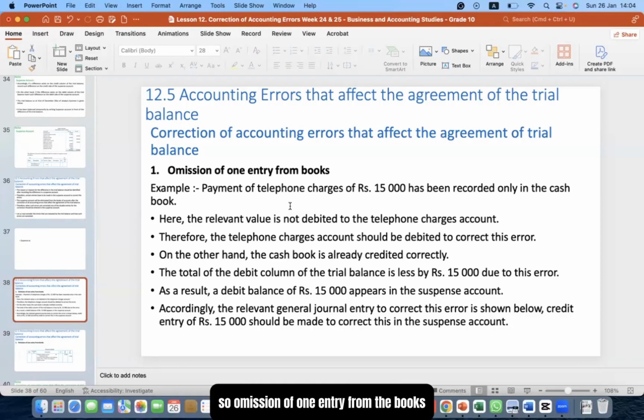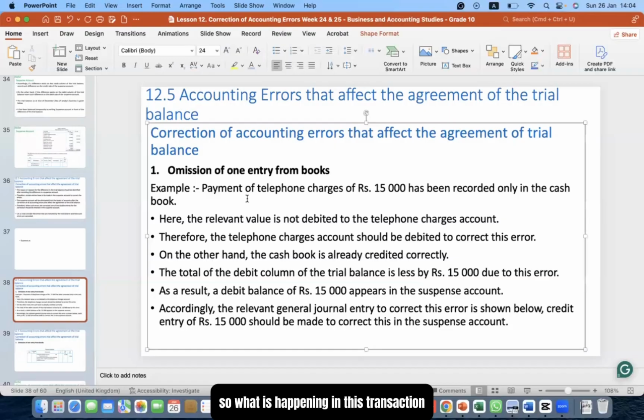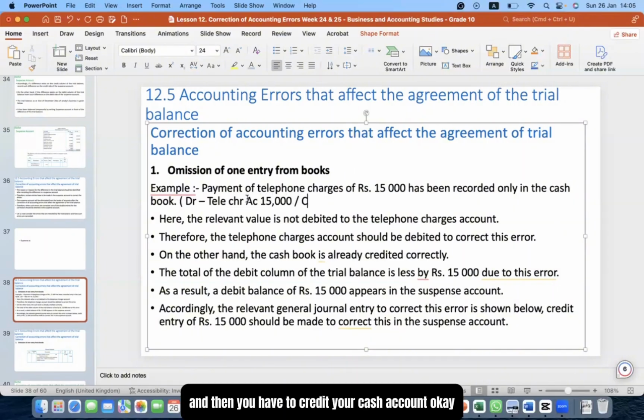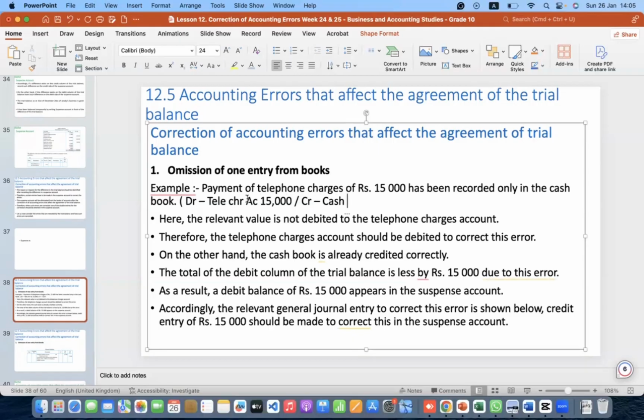The first one is omission of one entry from the books. For example, payment of telephone charges of 15,000 has been recorded only in the cash book. What should you do in this transaction? You should debit the telephone charges account by 15,000, and then credit your cash account by 15,000.